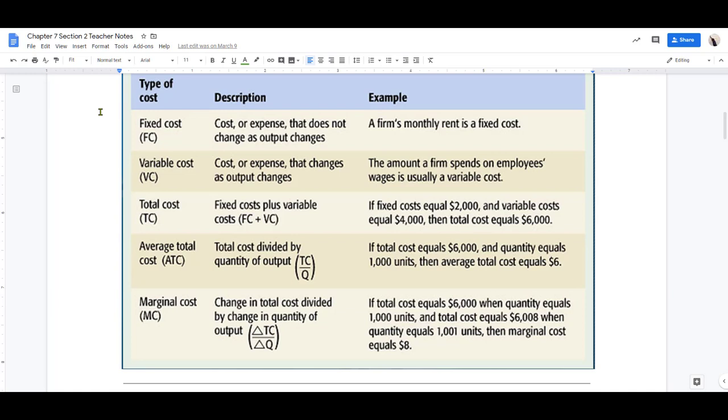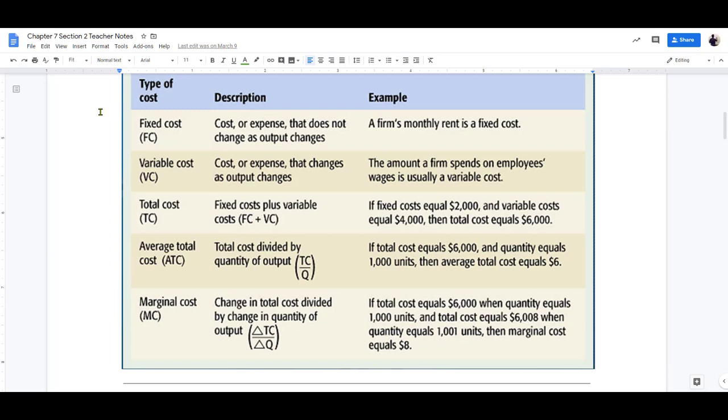Variable costs, these are costs that change as output increases or decreases. So the example that's given is an employee's wage. The more people that you have to hire to do more work, that means that you're going to be paying more out in payroll than you would have been otherwise. Your total cost is just taking your fixed cost and adding it with your variable costs. Whatever that equals, that's your total cost. So it's FC plus VC equals TC.